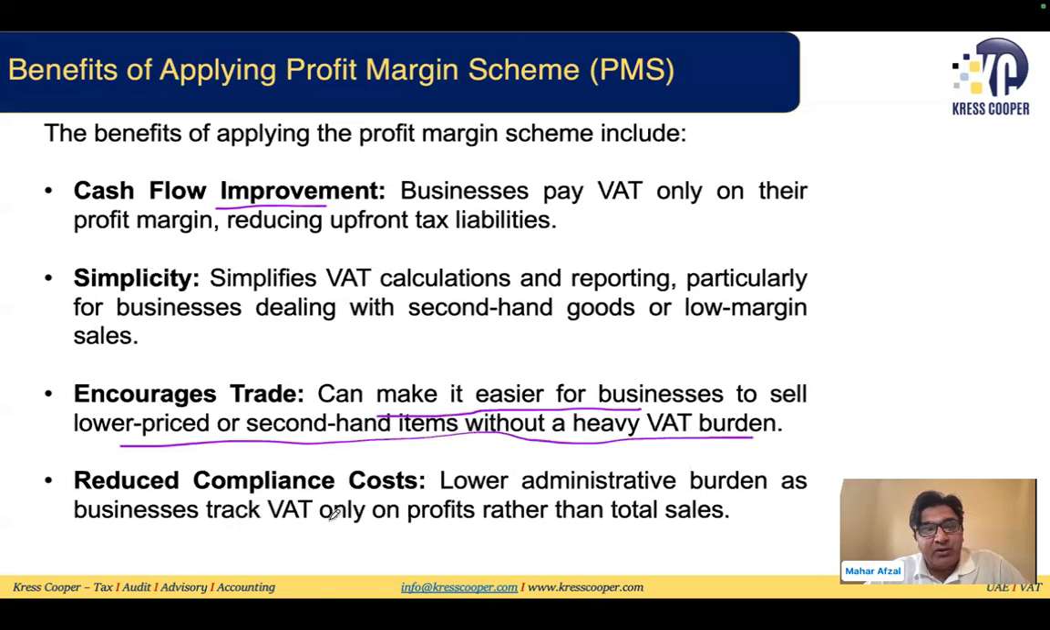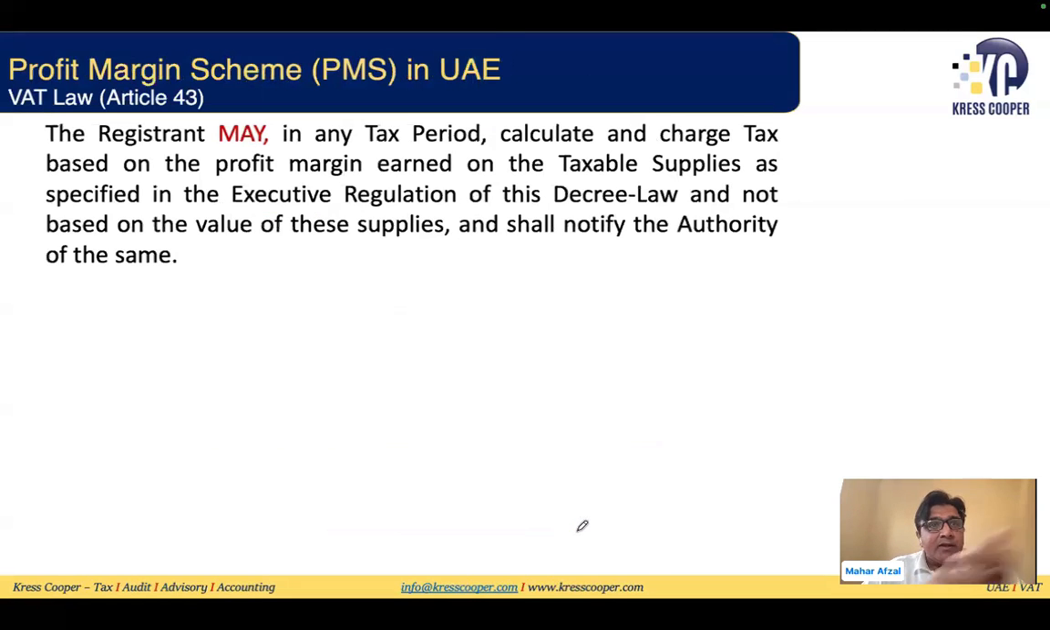Then the last is reduced compliance cost. You will not be required to claim input tax, have proper purchase invoices in hand, or issue a proper tax invoice. The law says whenever you are issuing the tax invoice, it will carry only the gross value without the VAT. Whenever you are buying anything, the law requires that you issue invoices on their behalf. We'll look into this. So this is the exact requirement of the law.